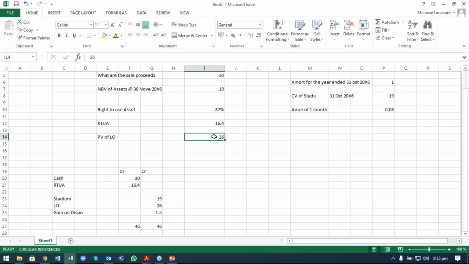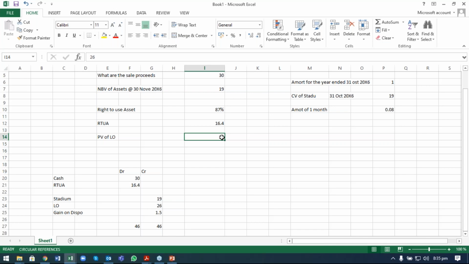As far as the prudence concept is concerned, you're not supposed to overstate your asset. You have retained out of this net book value. You have not purchased something new. You have actually retained from this net book value of an asset. So if you record this 26 million as right to use asset, you are overstating your asset, because in this scenario you have not purchased a new asset. You're looking into substance over form.